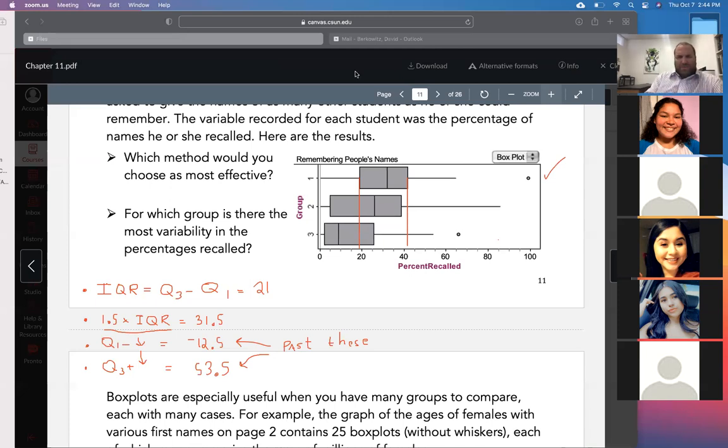It can't be 53.5. I'm not sure who said that. That doesn't make any sense. Yeah, I was looking at the box plot. Q3 is 42 or 41, and 41 plus 31.5 is what, 72.5. Now, it's still an outlier. Anything past 72.5 on the right or negative 12.5 on the left would be an outlier. Does that make sense? Yep.